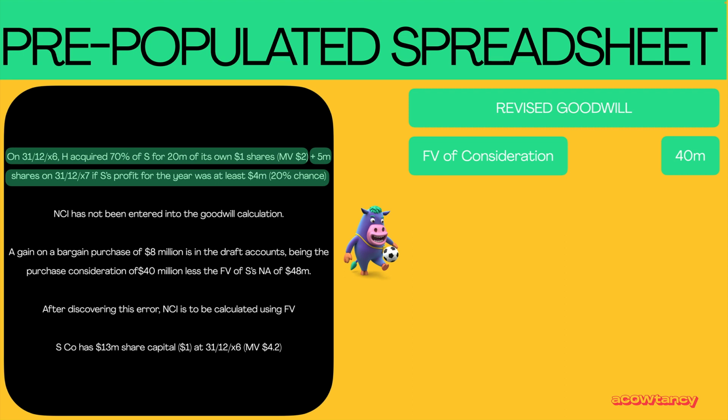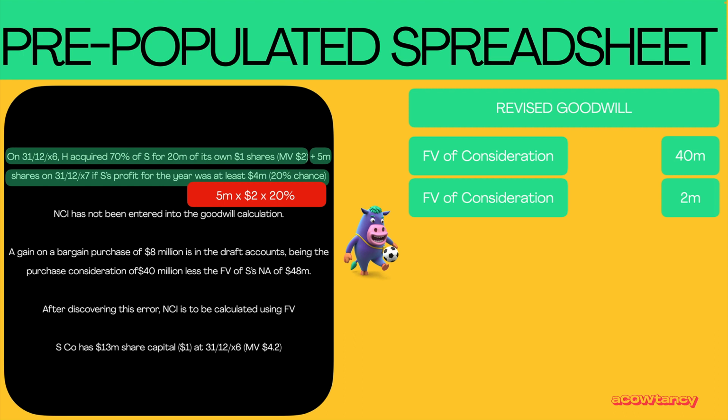So 5 million shares, they're worth $2 each, and you think their fair value is therefore 10 million, but there's only a 20% chance of it happening. So the fair value isn't 10 million, it's 20% of 10 million, which is 2 million.